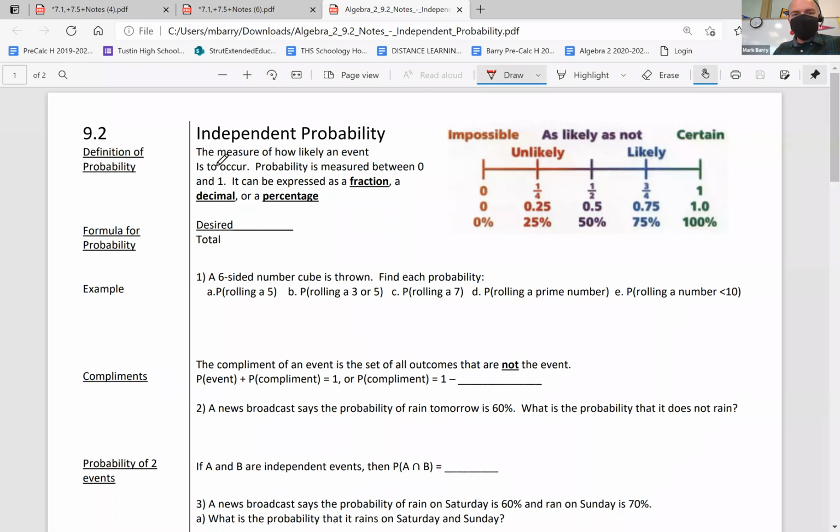So the definition of probability is the measure of how likely an event is to occur. Probability is measured between 0 and 1. It can be expressed as a fraction, a decimal, or a percentage. I have this little color-coded chart here. I really like this because 0 is impossible, and 1 or 100% is certain. Most of life is somewhere in between. So 0.25 is 25% or 1/4. As likely as not would be 50%, or 0.5, or 1/2. And likely is 3/4, or 0.75, or 75%.